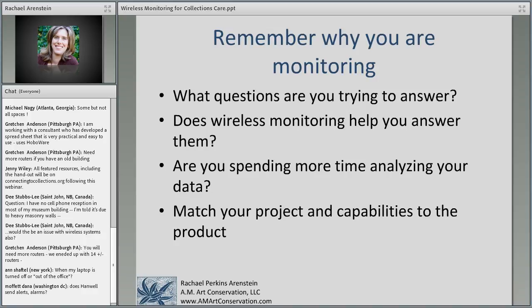And even if you are moving into wireless, you still need to take a close look at the product specs to match your project and the capabilities of the product. It really does no good to go on the Registrars Committee AAM list and ask, what wireless product are you using, and do you like it? Because if you've chosen your product to match your project, you should be happy. The trouble comes in when people aren't doing their due diligence.